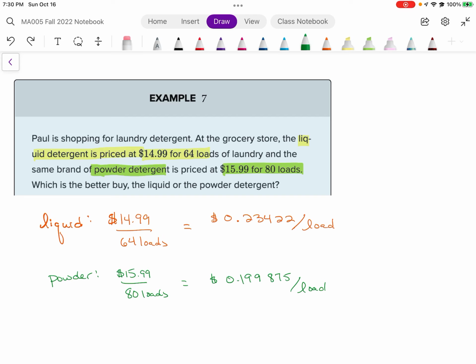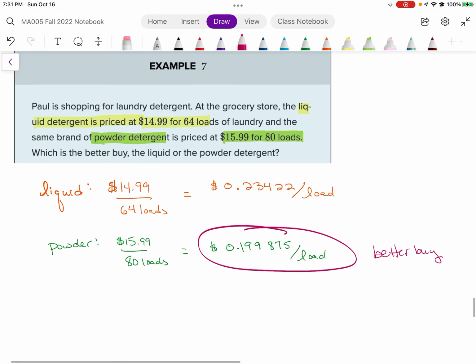All right, so which one is a better deal? Which is the better buy? That's the question. Hopefully you see that the better buy is this one, because it's cheaper per load.